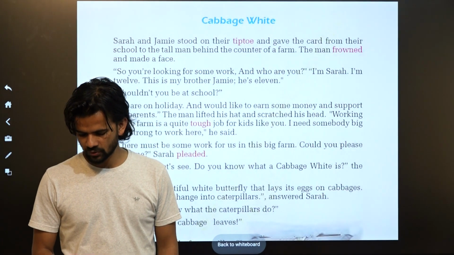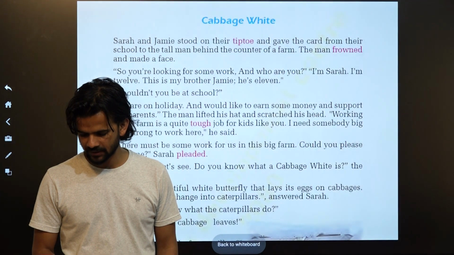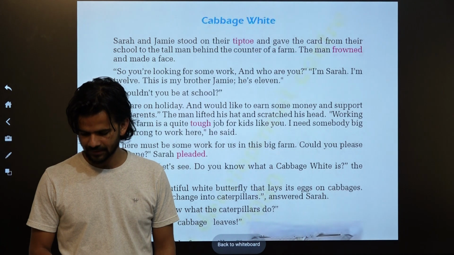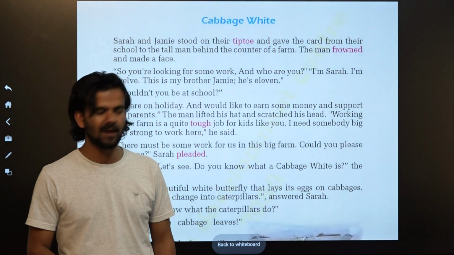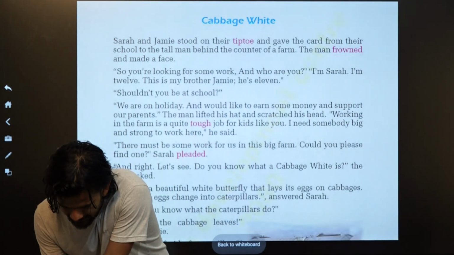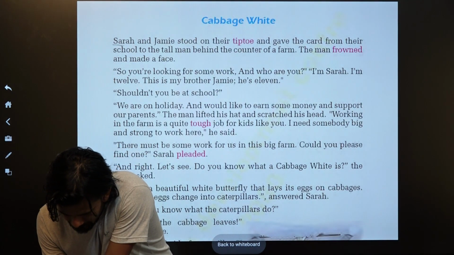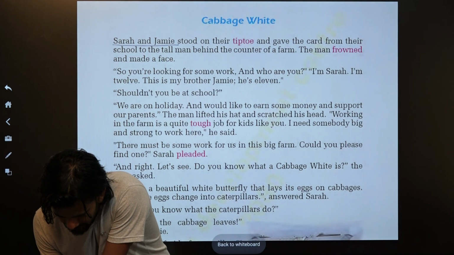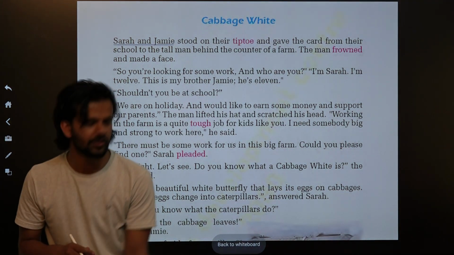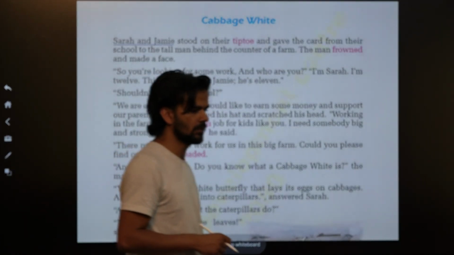Sarah and Jamie stood on their tiptoe and gave the card from their school to the tall man behind the counter of a farm. So the characters, Sarah and Jamie, right? Sarah and Jamie, what did they do? They stood on their tiptoe. What's a tiptoe?